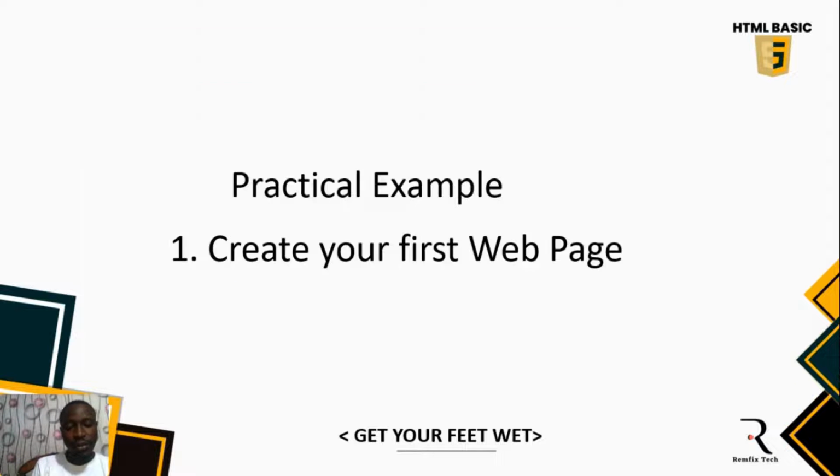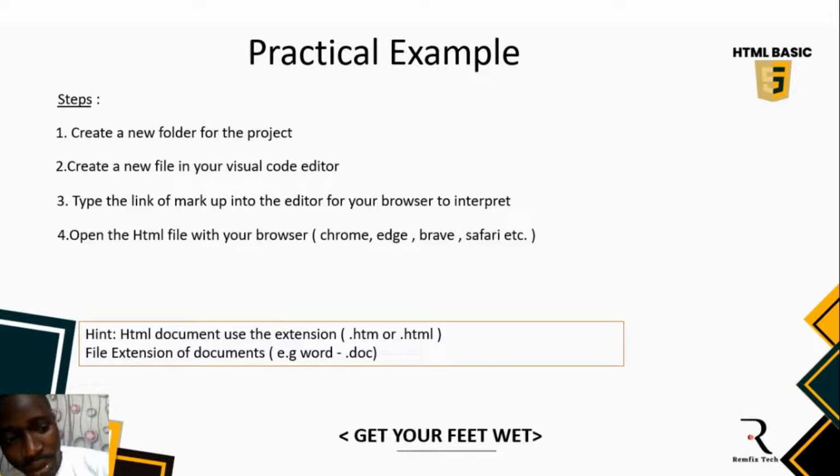Now let's go to a practical example of creating your first web page. What do you need to create your first web page? This is the step. I'm going to create a new folder for the project. Create a new file in your Visual Studio Code. Type the markup into the editor. Open the HTML file with your browser, then display the HTML file on your browser. So let's go ahead.